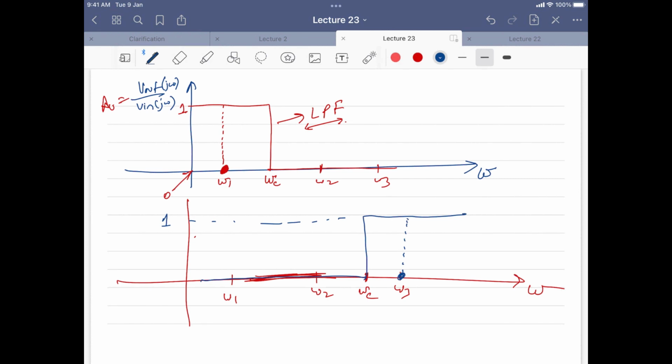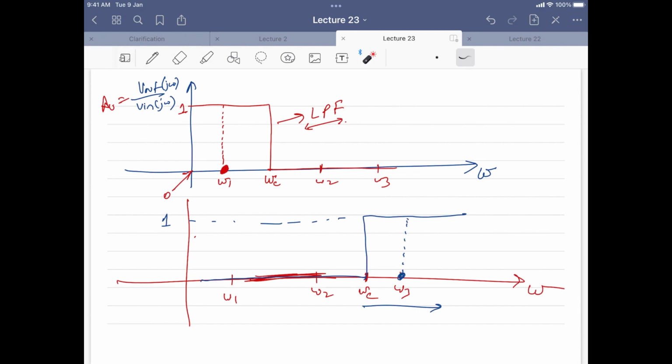So it will pass the frequencies which are greater than omega C, not lesser. In the LPF, on this side it will pass all the frequencies which are less than omega C, and it will remove all the frequencies which are greater than omega C. Okay?